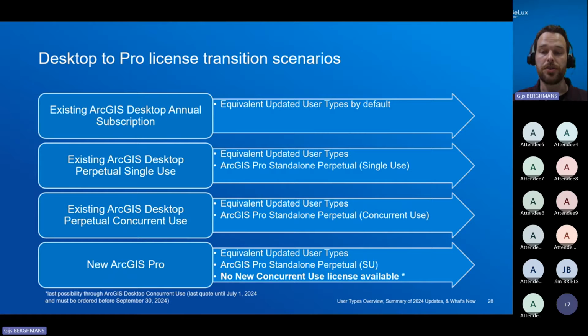A fourth example is a customer who wants to buy a new ArcGIS Pro. In that case, the customer can either purchase an equivalent updated user type or an ArcGIS Pro standalone perpetual license. However, this standalone license can only be a single-use license and not a new concurrent use license. As mentioned earlier, new concurrent use licenses can only be quoted until the 1st of July 2024 and can only be ordered until 30 September 2024. So that is important to keep in mind.